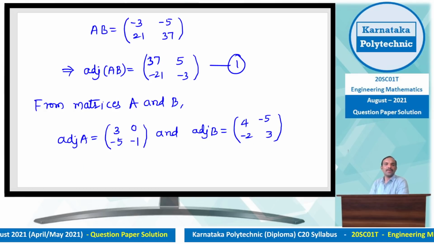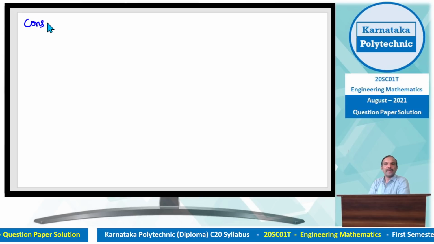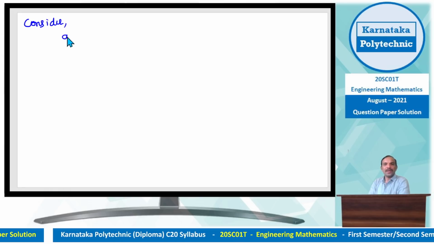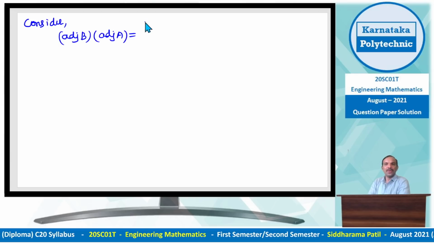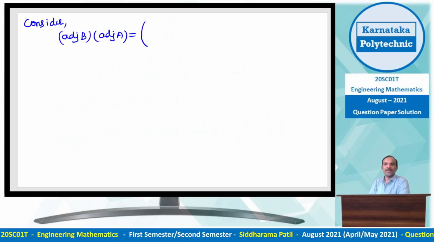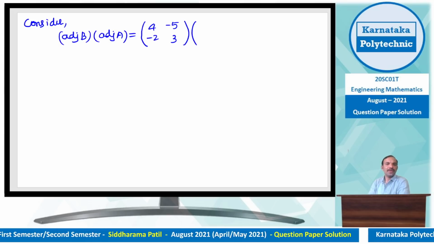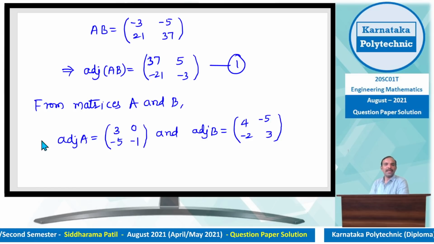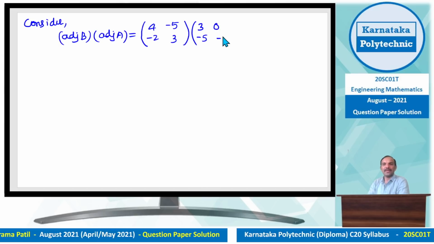Now find the product. Consider adjoint of B into adjoint of A. Adjoint of B, the first matrix, is 4, minus 5, minus 2, 3, into adjoint of A. What is adjoint of A? 3, 0, minus 5, minus 1.